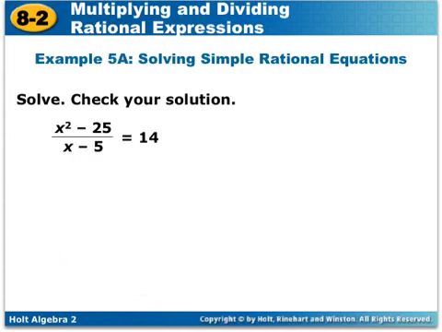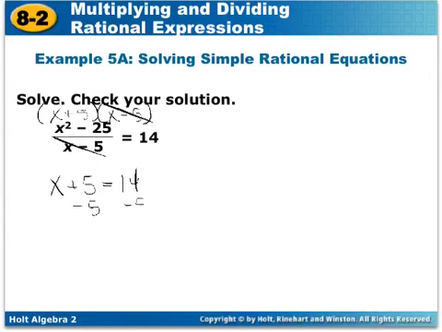Alright, now we're going to learn how to solve simple rational equations. Okay, we're solving this. So the first thing we need to do when we solve is see if we can reduce anything first. I see a difference of two squares, x plus 5, x minus 5. Okay, now I can reduce a little bit. I can factor those or cross those out. I'm left with x plus 5 equals 14.